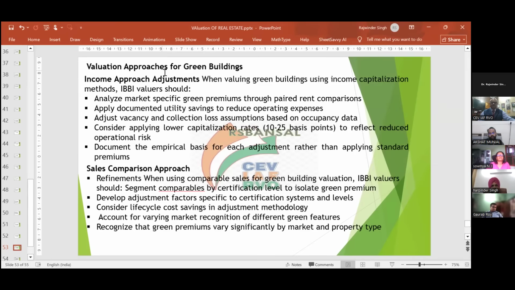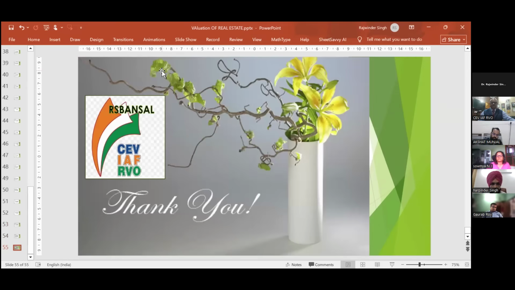We will take these valuation approaches when we have studied the different approaches to valuation. There are certain slides we have not considered because we will take them into consideration after doing the different approaches to the market.